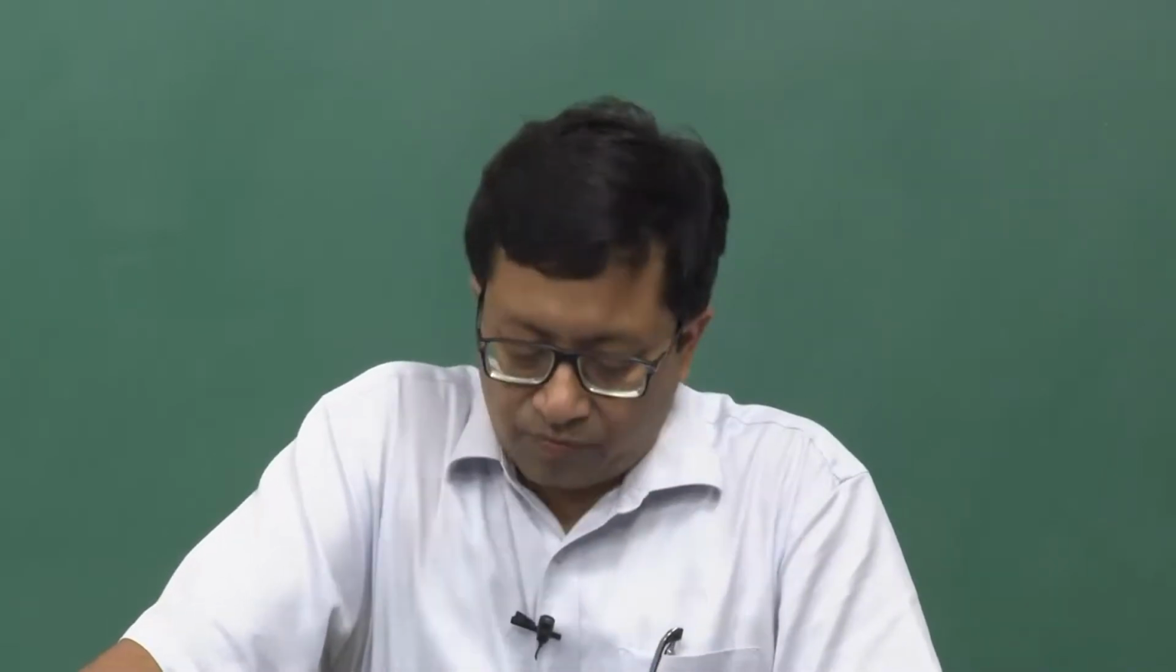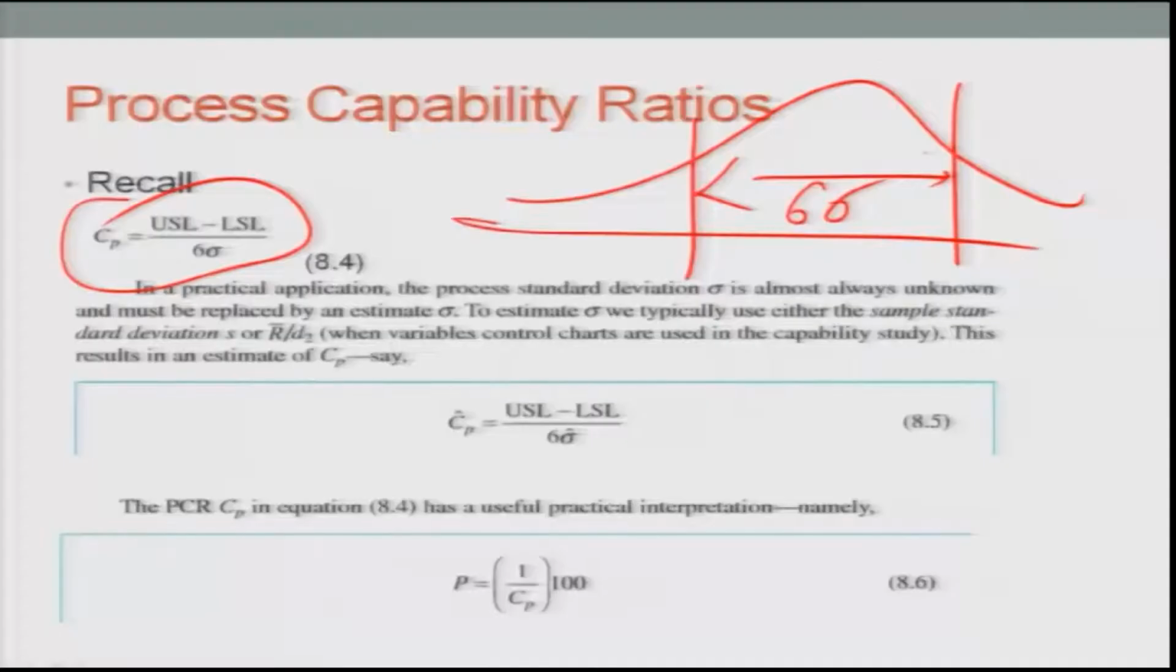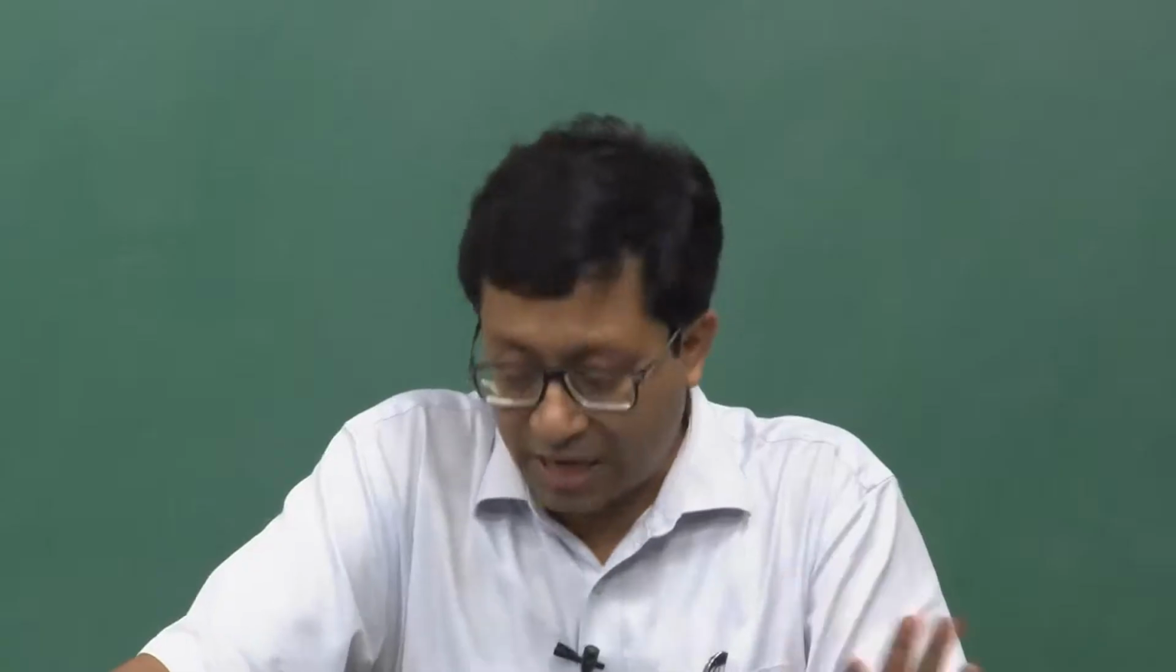Continuing reading, it means that when variable control charts are used in capability studies, we will be tempted, or we will be required, to use the value of R bar by d2, where d2 is a constant which depends on the sample size.